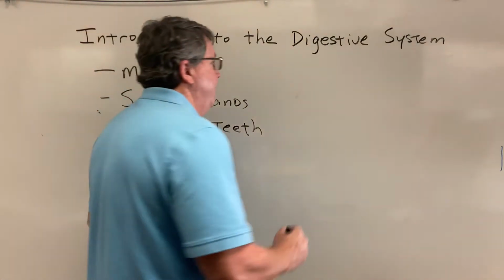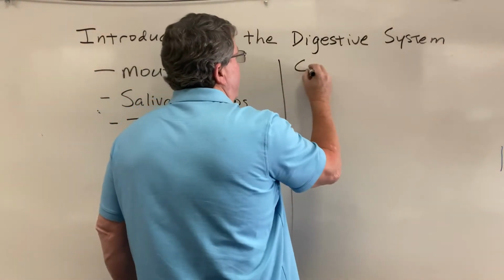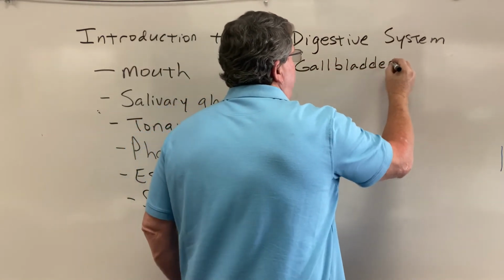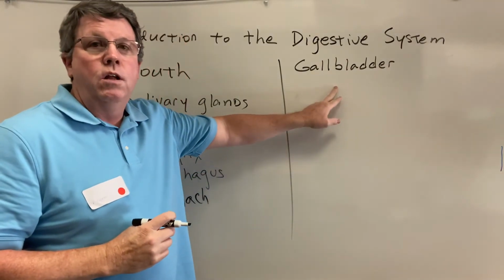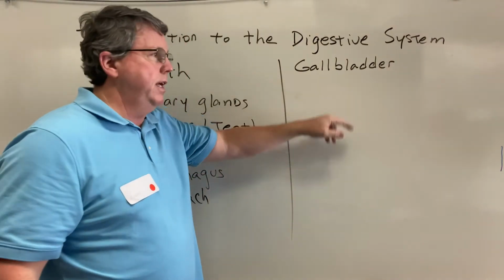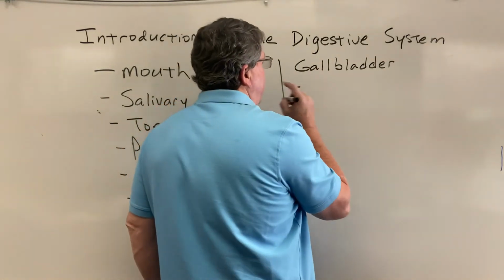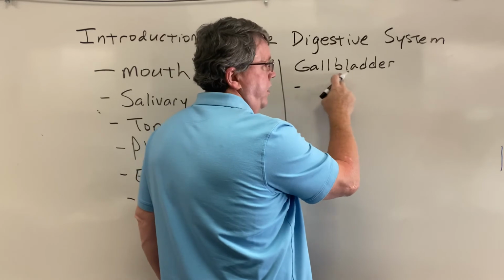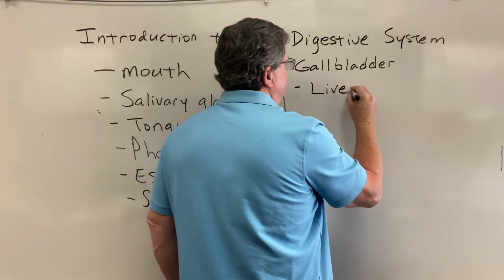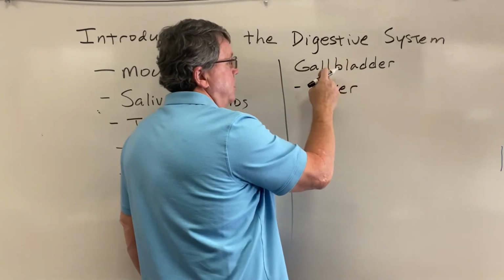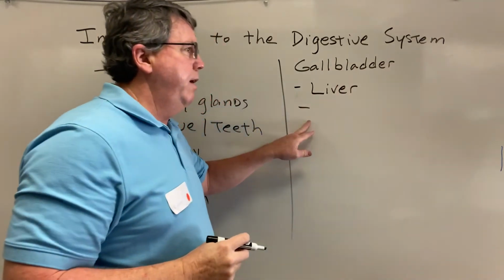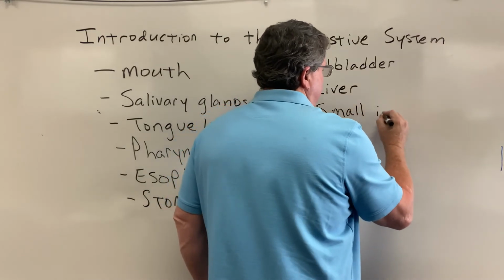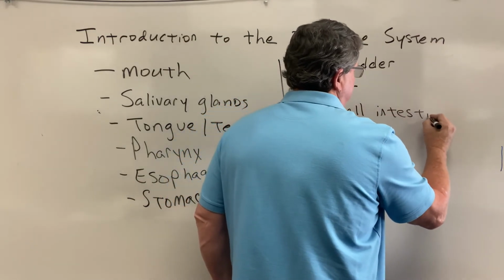All right, and then after that, let's throw in the gallbladder. The gallbladder is going to release bile, which will help break down fats, so that you can digest fats. The gallbladder is actually located in the liver, so I'm going to put the liver up in here. The liver actually makes the bile, and it's stored in the gallbladder. Then we have the small intestine, which comes right after the stomach.